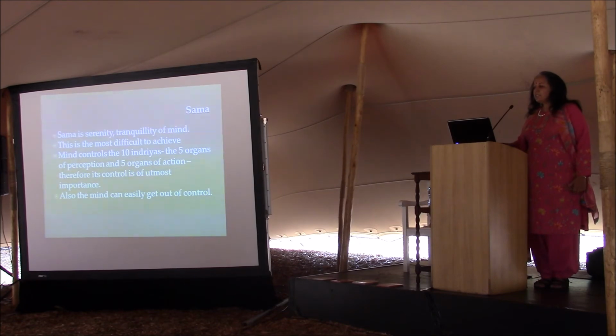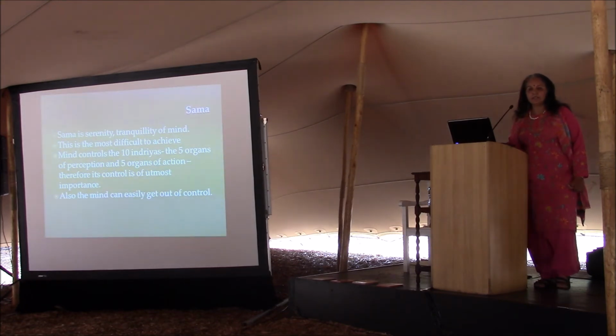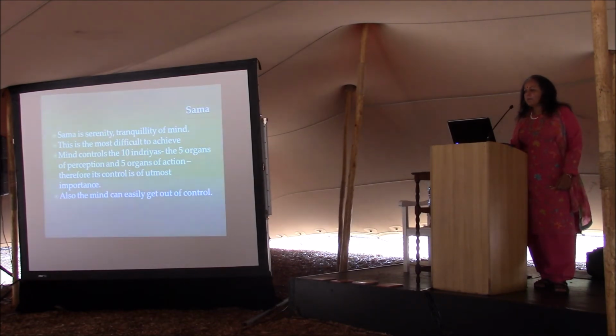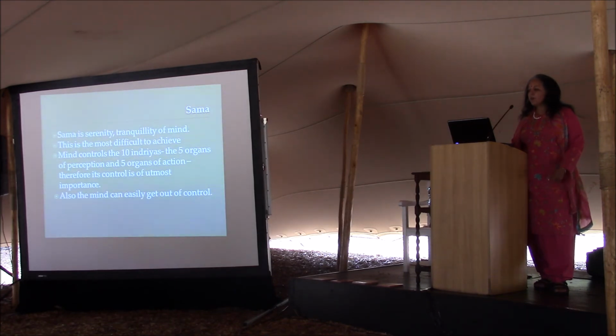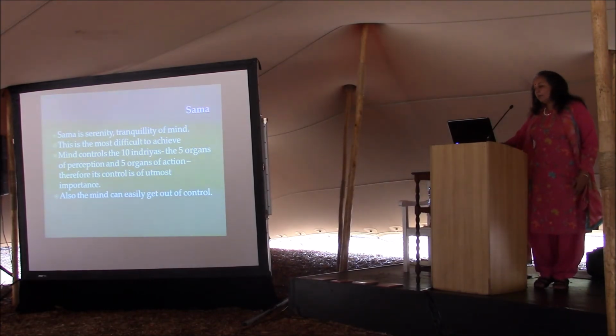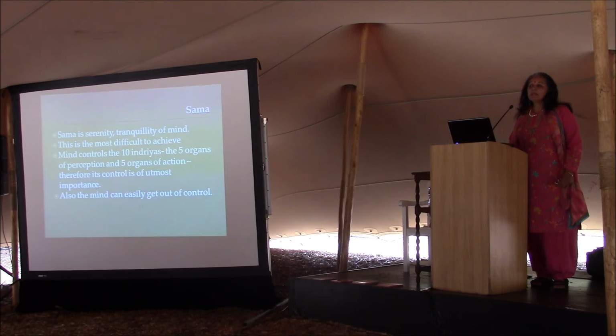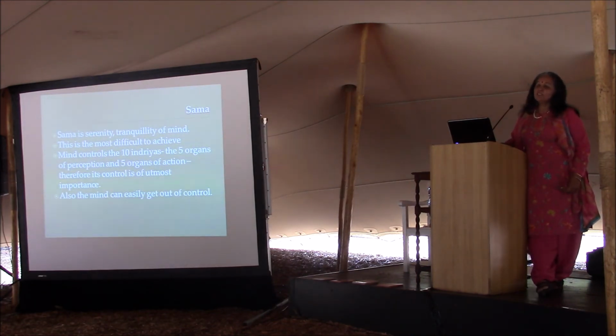Sama is serenity, tranquility of mind, balance. The mind controls the 10 organs of perception and 5 organs of action, therefore controlling it is of utmost importance. And the mind can easily get out of control. So in order to practice Sama, we have to really practice with our moon, our moon in the chart or the moon by transit.